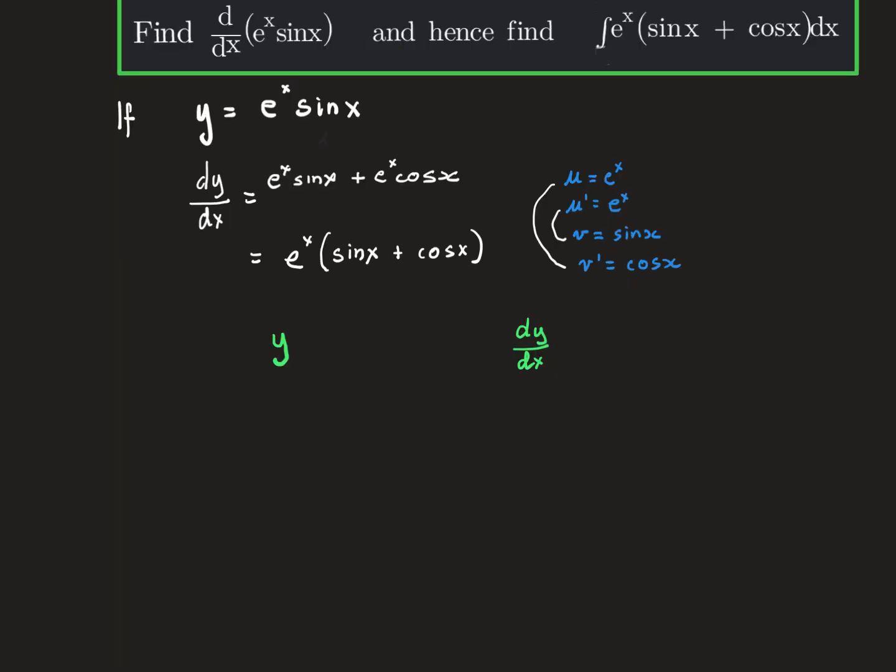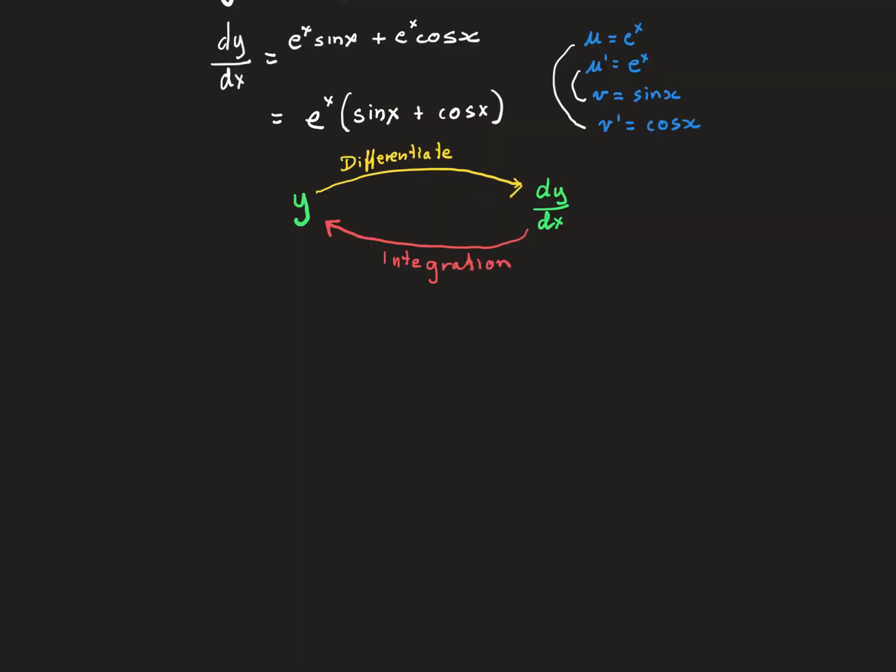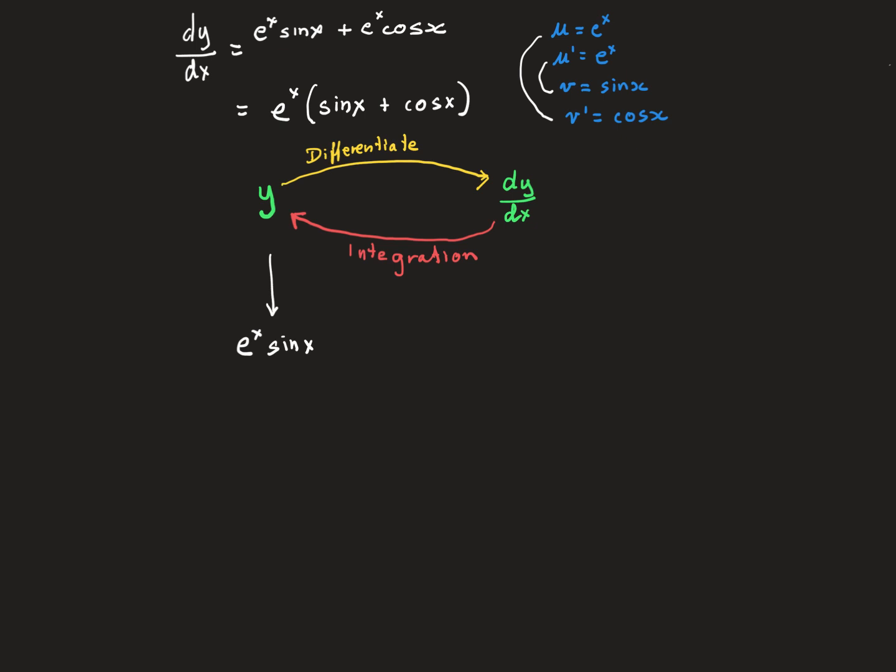And we know that when y is differentiated, it becomes dy/dx. But when dy/dx is integrated, we get back to y. And as our y was e^x sine x, when we differentiated it, it became e^x (sine x plus cos x).